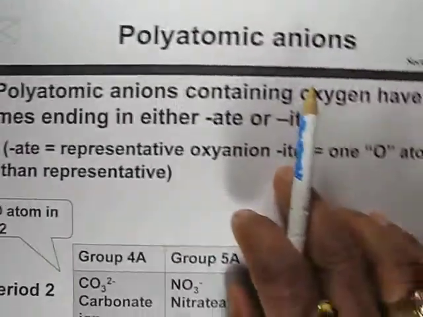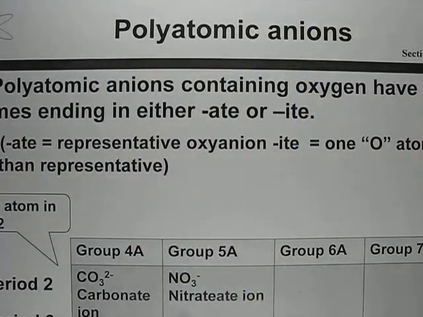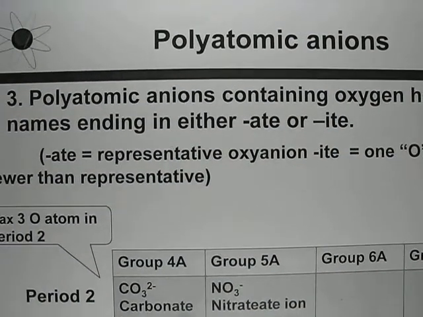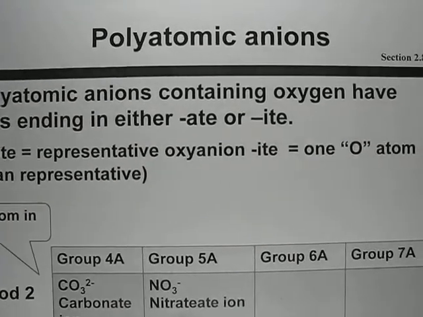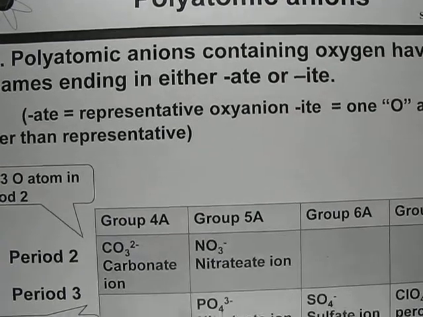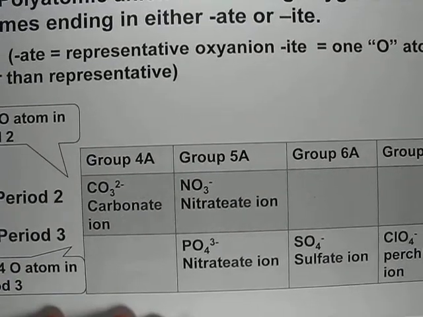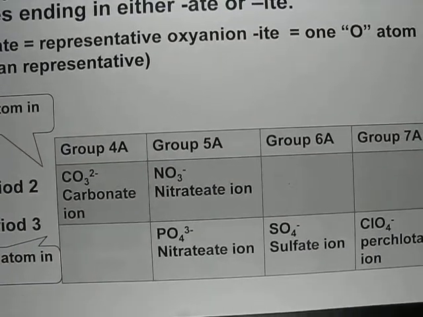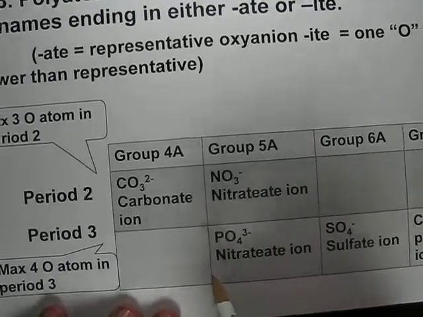Let's see one more, the third one, which is for polyatomic anions. Polyatomic anions containing oxygen have names ending in either ate or ite. Actually this is almost the same, but we will see some other examples in this case.